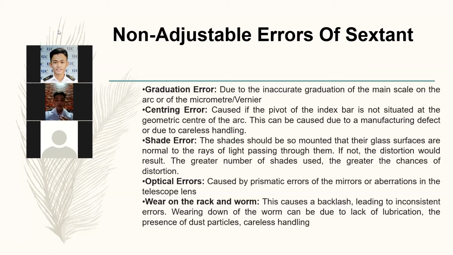Next is the wear of the rack and worm. This causes backlash leading to inconsistent error. Wearing down of the worm can be due to the lack of lubrication, the presence of dust particles, and careless handling. So the wear of the rack and worm is due to the lack of lubrication, something to help the parts of the sextant slide. So next slide please.